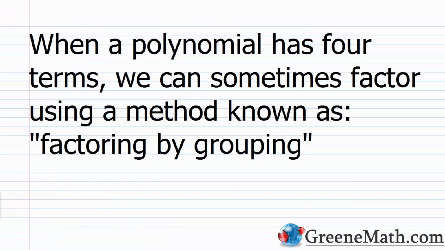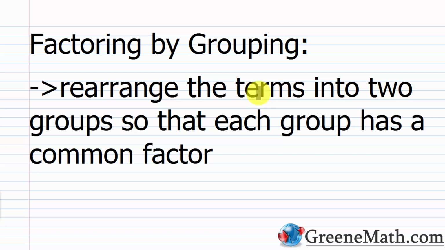All right, so when a polynomial has 4 terms, we can sometimes factor using a method known as factoring by grouping. And when we say grouping, we're just putting it into 2 different groups. So I'm going to show you that right now. We're going to rearrange the terms into 2 groups. Since there's 4 terms in the polynomial, we have 2 groups of 2 terms each, and we do that so that each group has a common factor. In some cases, the common factor might be 1 or -1.